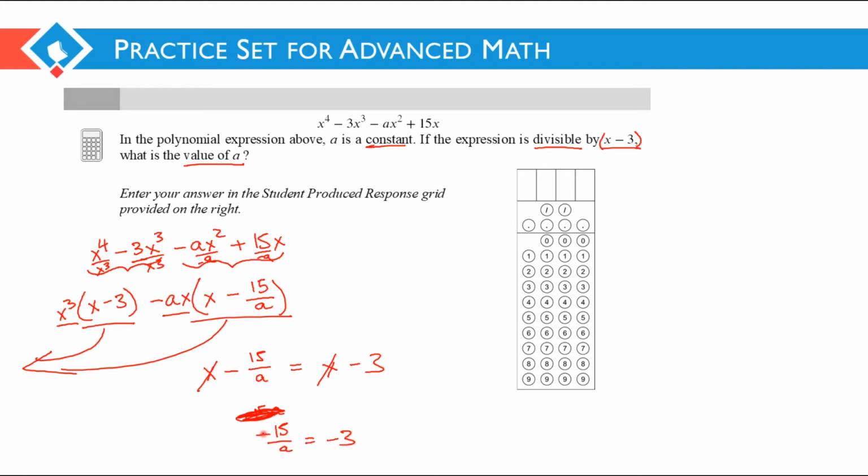We can drop the negatives on both sides, turn them both positive, and this gives us 15 over a is equal to 3. And that means a is equal to 15 over 3. So that means a is equal to 5. So our correct answer in this case is 5.